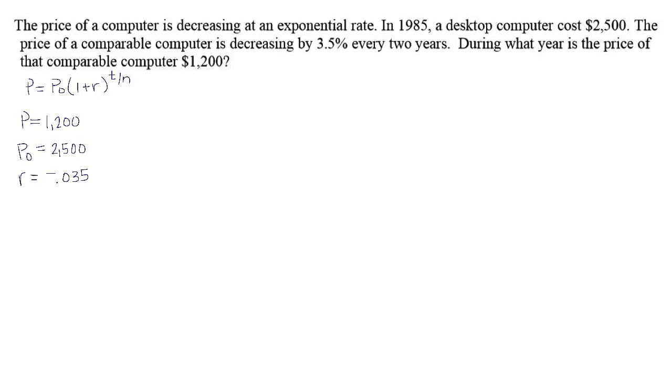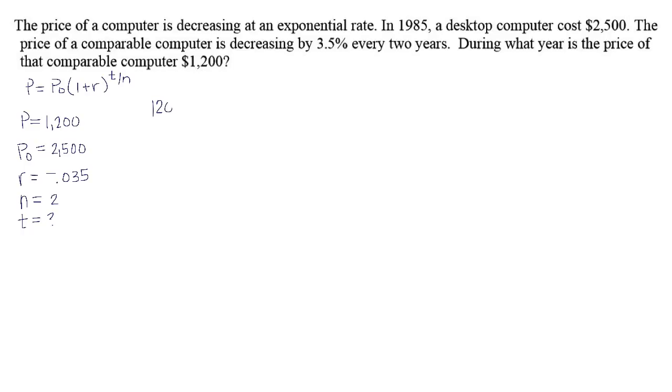And now let's talk about our time and our N. N is going to be related to our rate. So how often does that rate occur? That rate is going to occur every 2 years. So N in this problem is going to be 2. And then T is what our variable is going to be. We want to know at what time does this all happen. So let's go ahead and set up our problem.